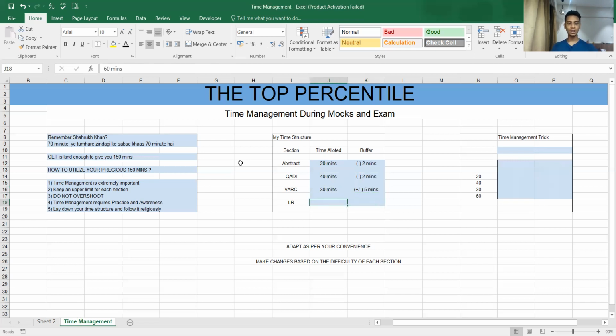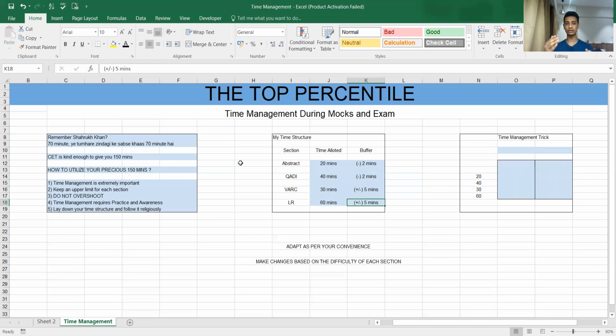And finally, LR. For LR, I would spend around 60 minutes. I know usually that the sets that come could be a bit lengthier, a bit difficult. So my aim would be to crunch all the other things earlier and then go towards the sets. That way I can solve more questions and try to finish everything in 60 minutes. Again, if I'm able to solve QADI and abstract a bit quicker, then plus or minus 5 minutes in LR also would work.